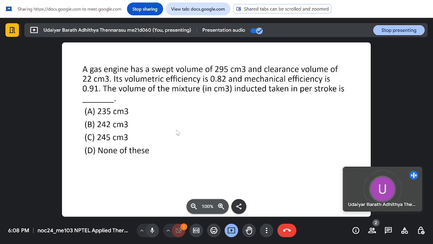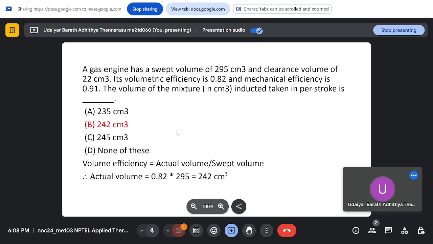So its volumetric efficiency is 0.82 and mechanical efficiency is 0.91. So the volume of the mixture taken. So it's a simple one. There are many unrequired values given. Clearance volume is not required and mechanical efficiency is also not required to find out the volume of the actual mixture which has been taken.